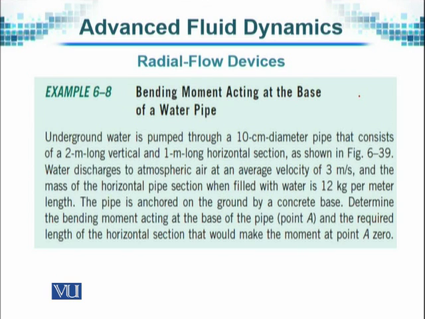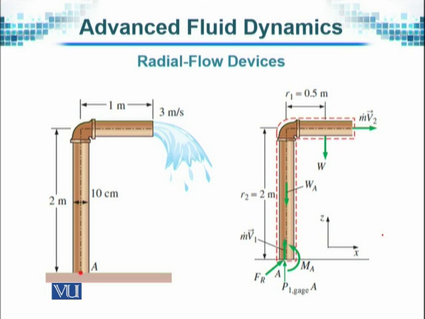The pipe is anchored on the ground by a concrete base. Determine the bending moment. So we need to calculate the moment acting at the base of the pipe, the point A, and the required length of the horizontal section that would make the moment at point A equal to 0. So that is the question.